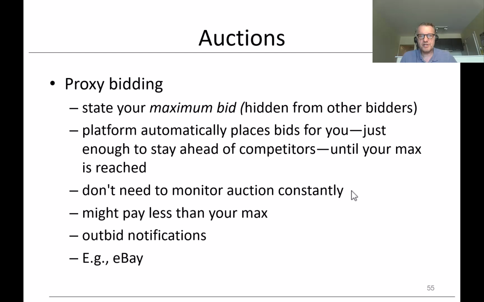Okay, so there's a lot of things to add to auctions. Proxy bidding is the mechanism that is being used by eBay, where you state your maximum bid. eBay allows you to state a maximum bid, which is hidden from other bidders, and the platform will then automatically place bids for you and try and keep you in the leading bid position as long as possible until your maximum bid is reached. So that means it's very handy.